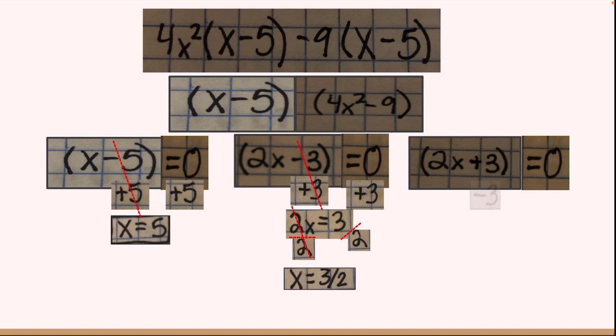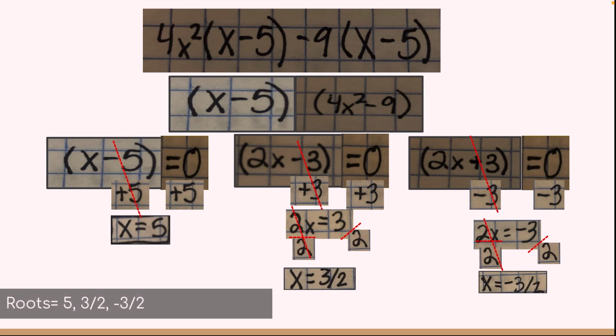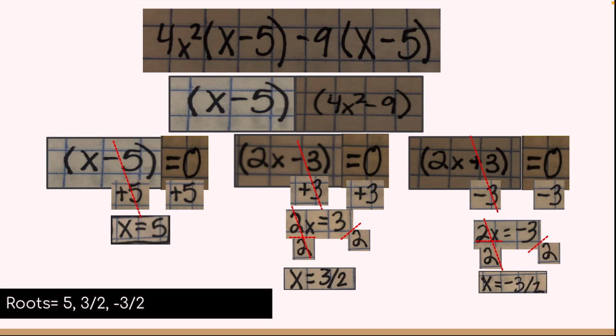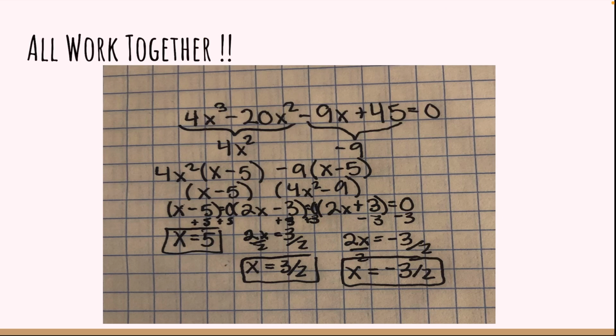And on this side, we subtract 3 on both sides. Those cancel. We're left with 2x equals negative 3. Now we divide by 2 on both sides. They cancel, and we're left with x equals negative 3 over 2. Now, these are the roots: 5, 3 over 2, and negative 3 over 2. And now we are done. This is all the work together in case you need it.